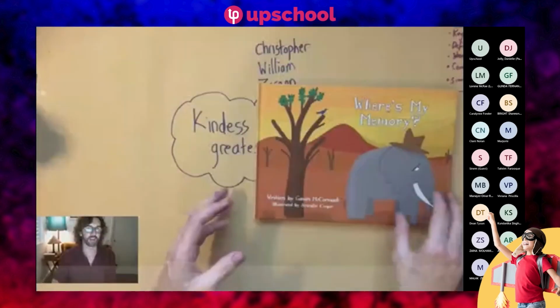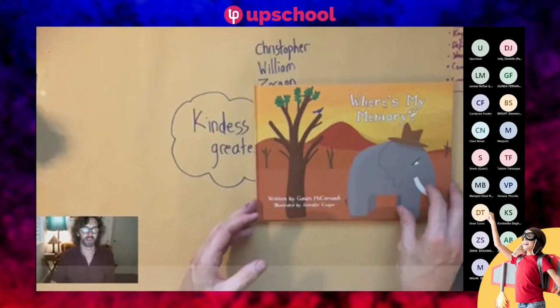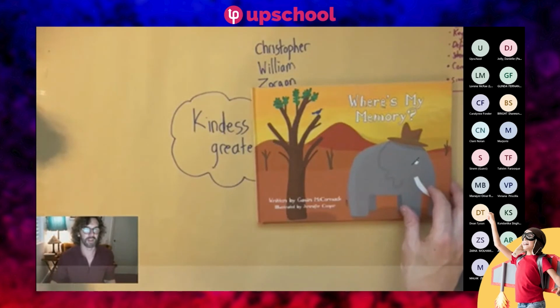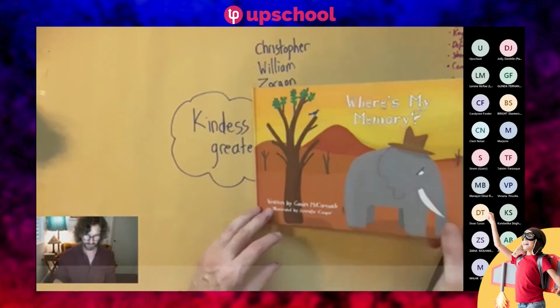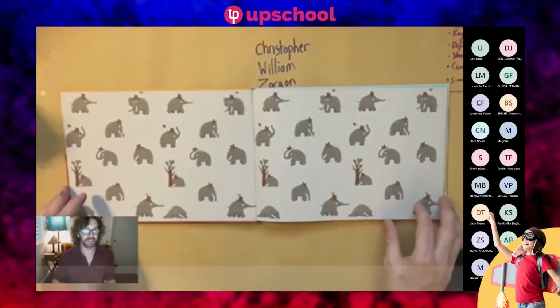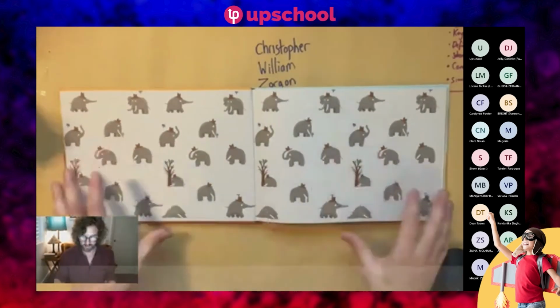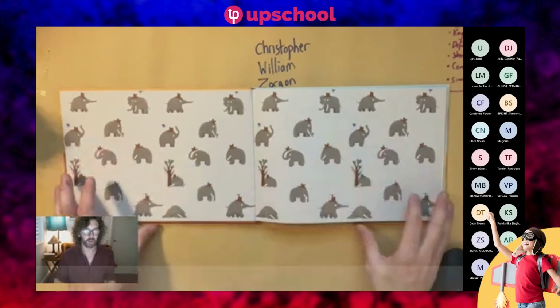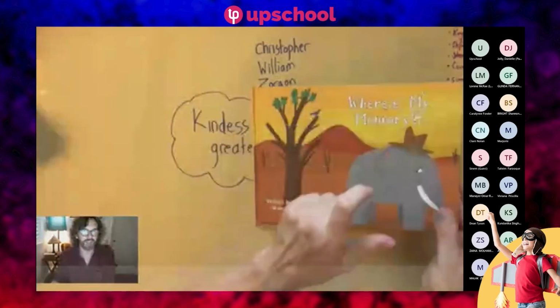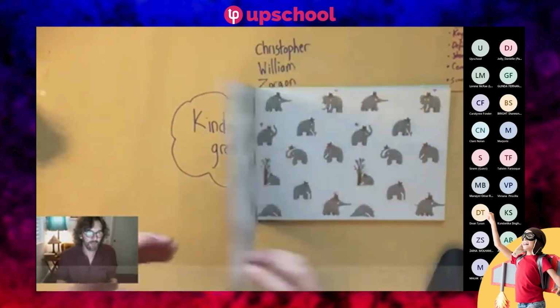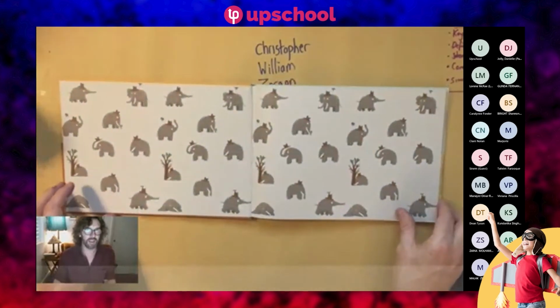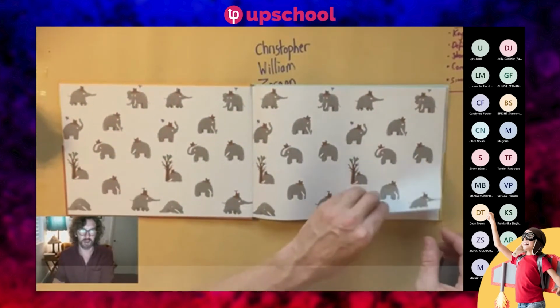So let's continue. Now I'm going to read you a book just here. And this book is about an elephant. It's called Where's My Memory? So let's have a look what happens inside. And this is what your book will look like. When you finish your book, it's going to look just like this. Can you imagine when your book arrives in school and you have written your own book? It's going to be amazing. Really, it's going to be amazing.